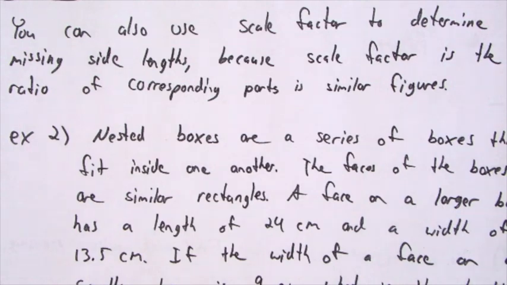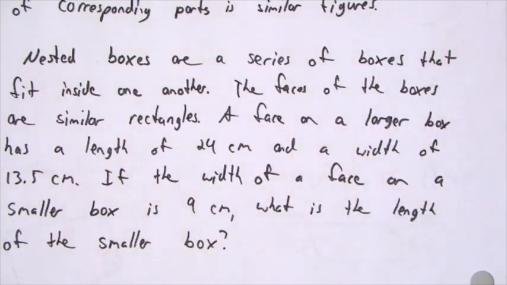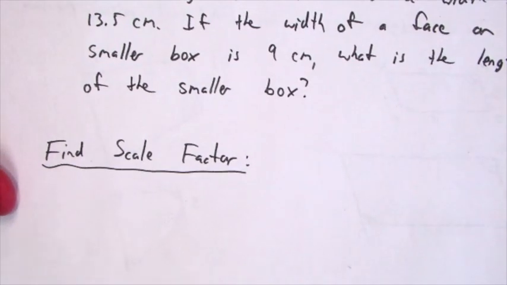So example 2, it says nested boxes are a series of boxes that fit inside one another. The faces of a larger box are similar rectangles. So a face on a larger box is a length of 24 centimeters and a width of 13.5 centimeters. If the width of a face on a smaller box is 9 centimeters, what is the length of the smaller box? So first thing we need to do is find the scale factor.